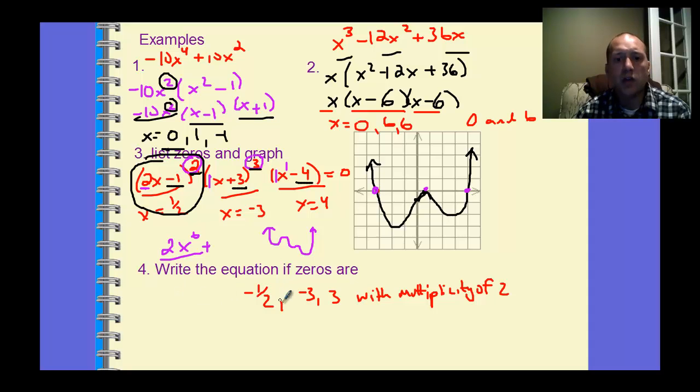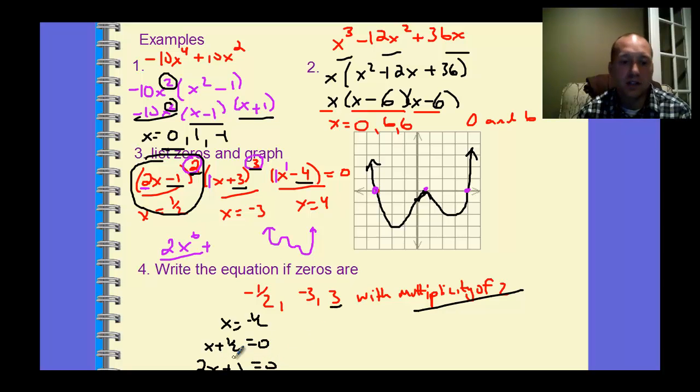Last example is write the equation if the zeros are given. So if I tell you these zeros, and I tell you that this last one has a multiplicity 2, so 3 with a multiplicity 2. So we can take these zeros, so x equals negative 1/2, and I can change that into factor form. So if I add it, it's like x plus 1/2 equals 0. If I multiply both sides by 2, I get 2x plus 1 equals 0. So I can write it like that instead of the fraction.